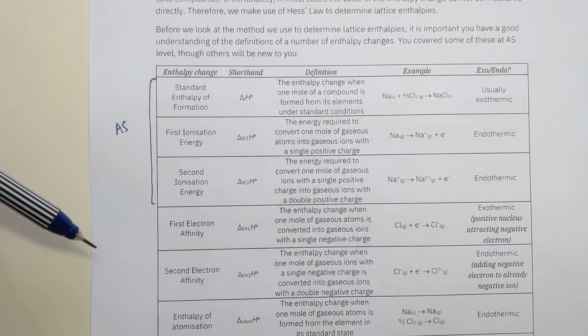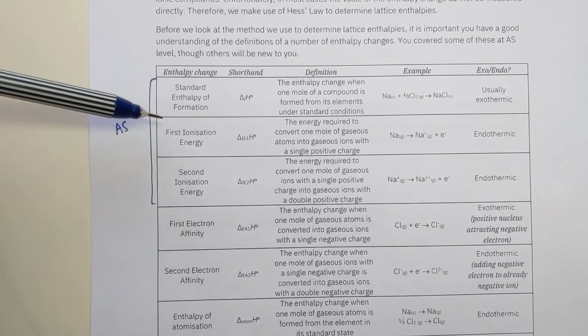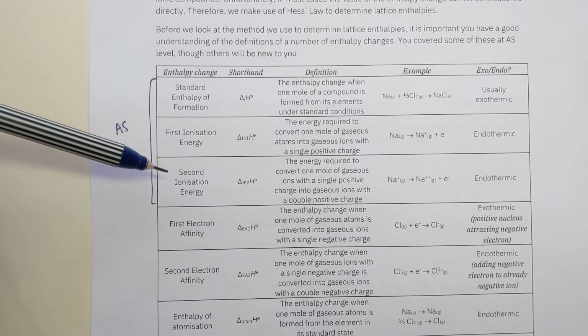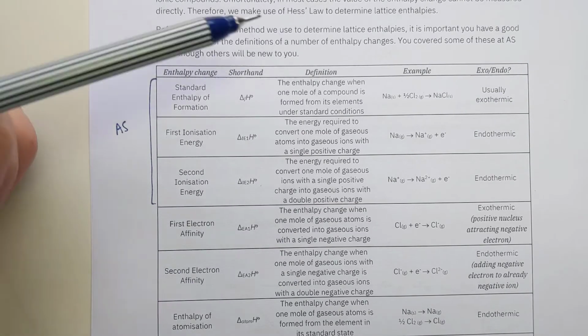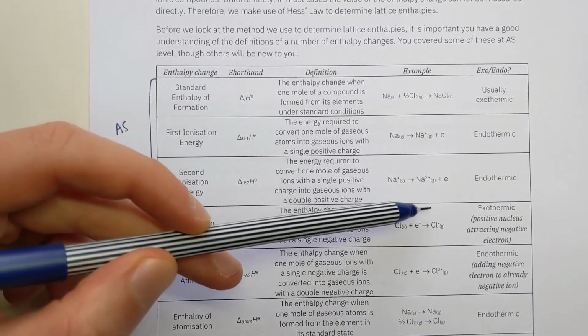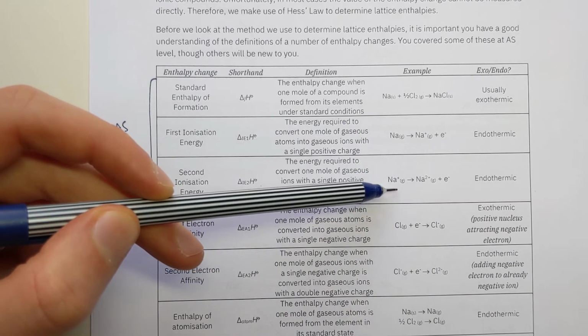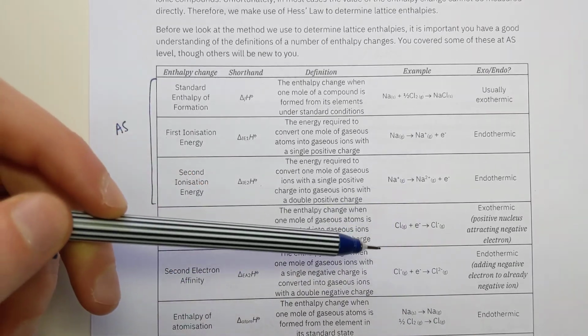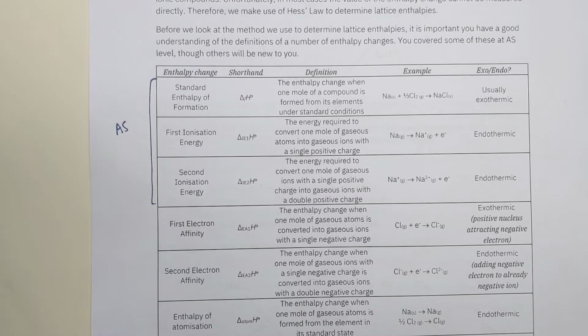This third one is one you've come across before as well. We didn't really use it that much, but the second ionization energy is kind of the same thing as the first ionization energy. You're just doing it a second time. So it's the energy required to convert 1 mole of gaseous ions with a single positive charge into gaseous ions with a double positive charge. So you're going from Na+ to Na2+. Obviously, in the case of sodium, that's maybe not that likely a process to happen, but we're just keeping it consistent with the examples. But it's going from a 1+ ion to a 2+ ion with an extra electron. Same reason as before, it's endothermic. You're removing a negative electron from a positive nucleus that requires a wee bit of energy.